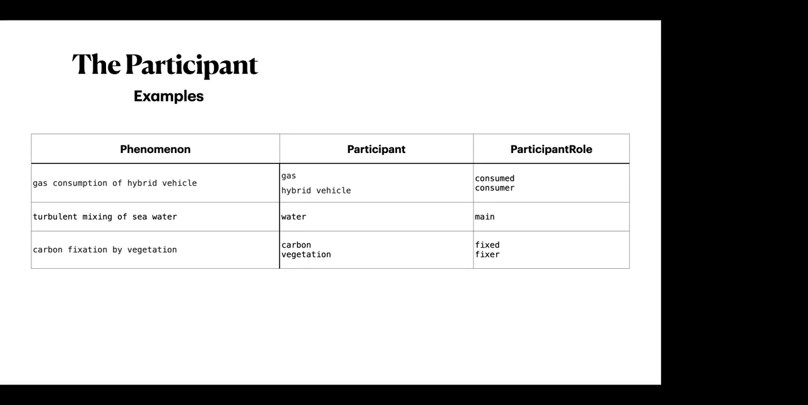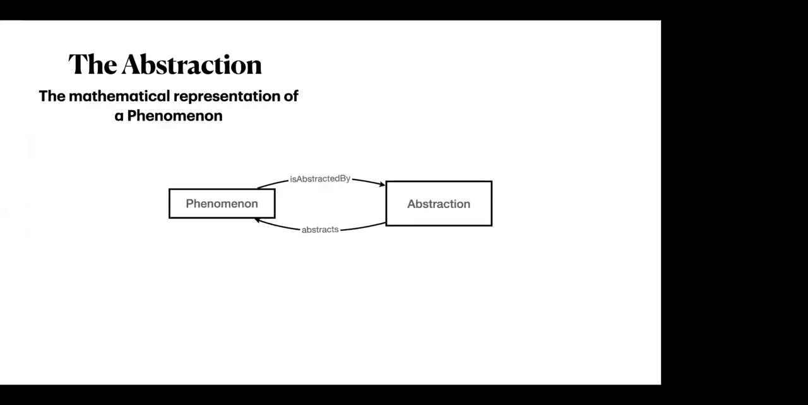Here we have some examples of phenomena involving processes, how they might have multiple participants, and each participant has a participant role. And again, just because you identify a participant, you do not need to identify a participant role. That should really only be identified if it is deemed critical to the scientific variable.